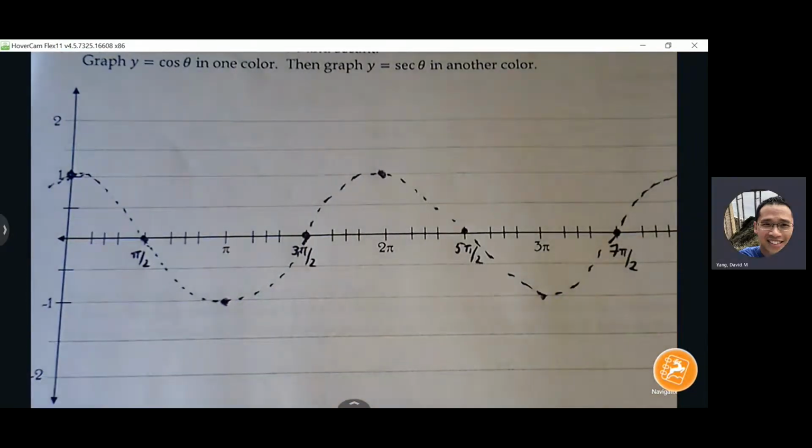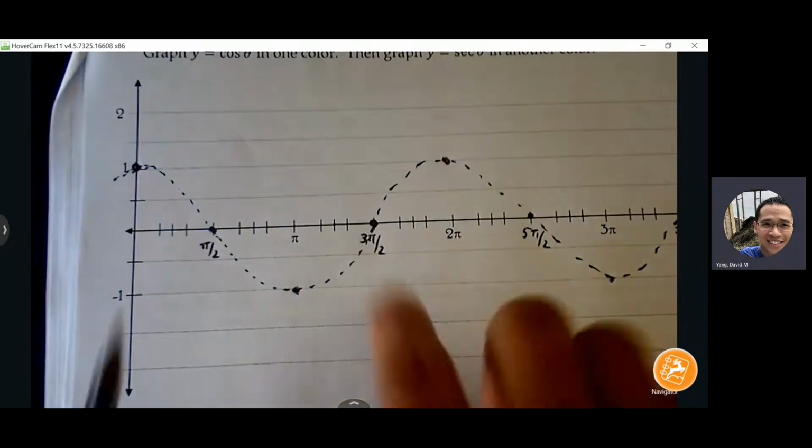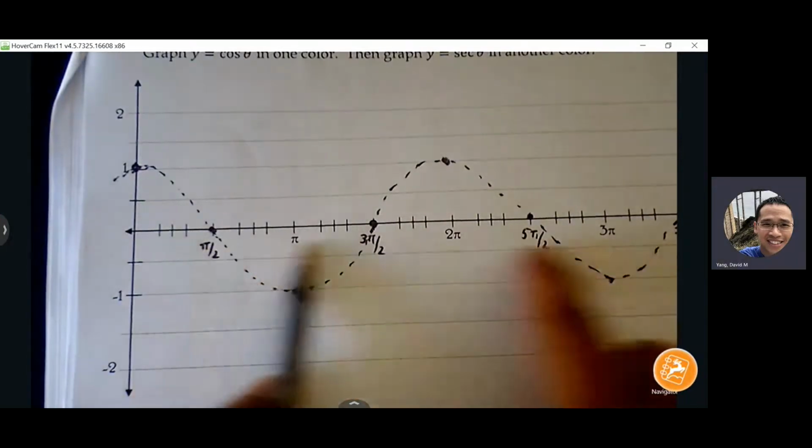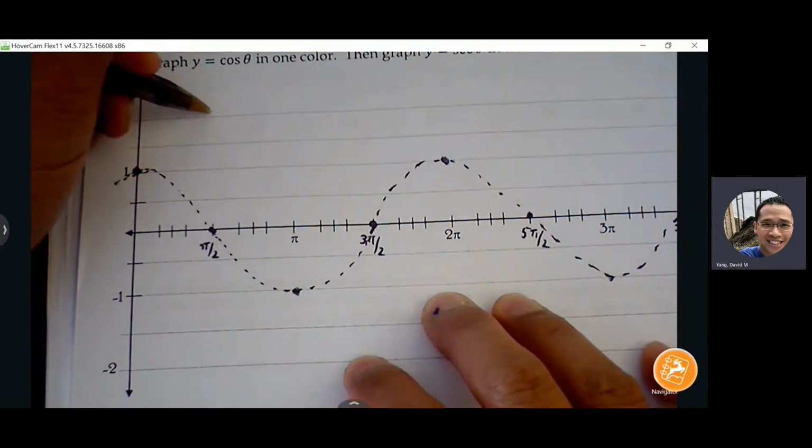Okay, where are we going to drop our vertical asymptotes? Yeah, starting at pi over 2, right? Wherever this midline is, the center of our graph. In this case, it is the x-axis, but it's not always going to be the case.